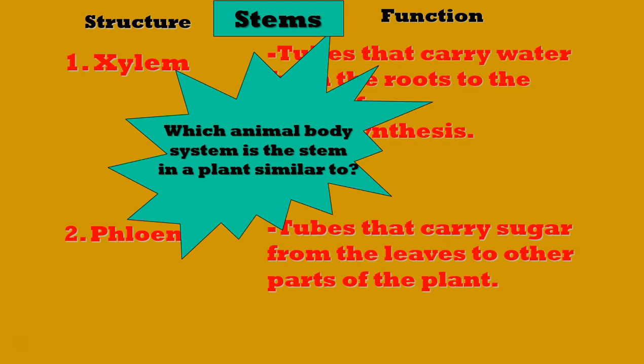Which animal body system is the stem in a plant similar to? Well, this is where we have most of our vascular tissue. So if you think of this like a transport system, in our bodies we have the circulatory system, our blood vessels that carry nutrients and gases all over the body. So the xylem and phloem together as vascular tissue, it's a vascular system, kind of act like the circulatory system in humans or in animals.